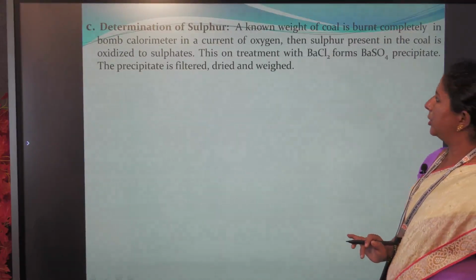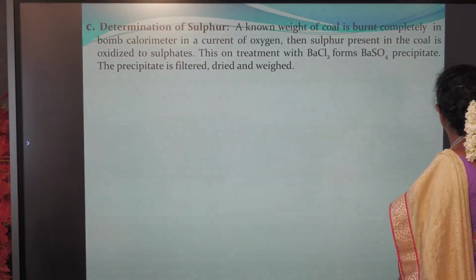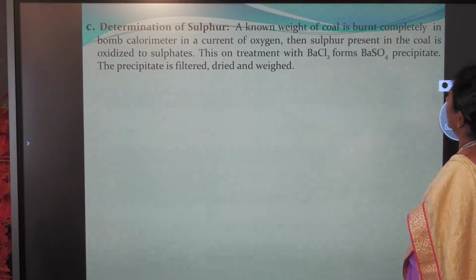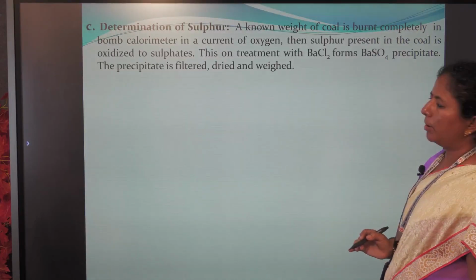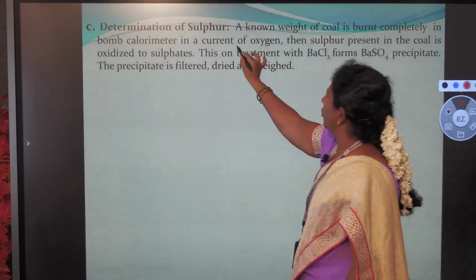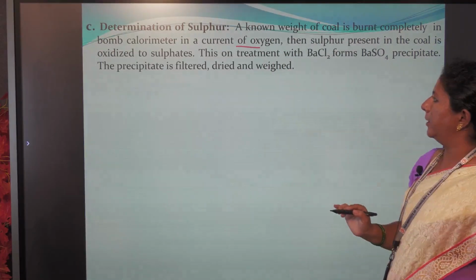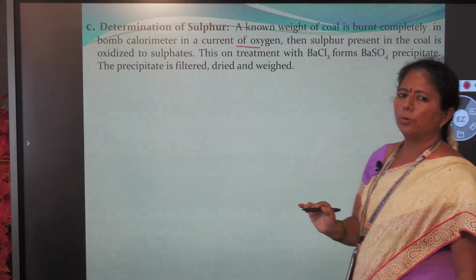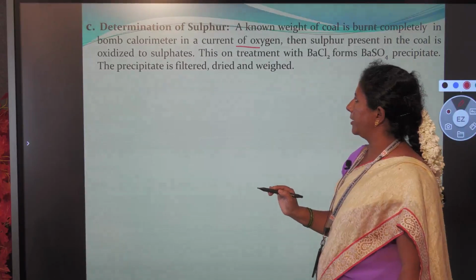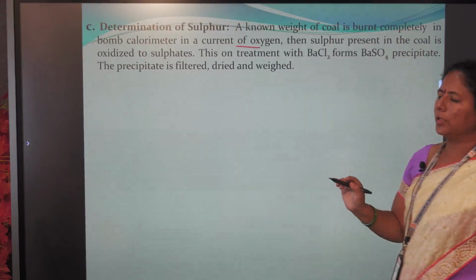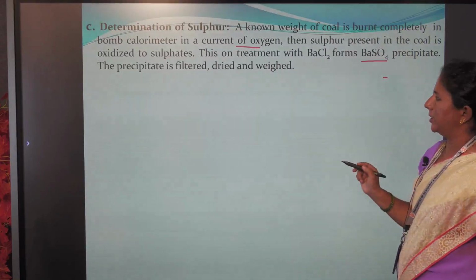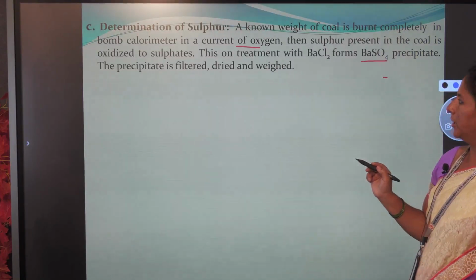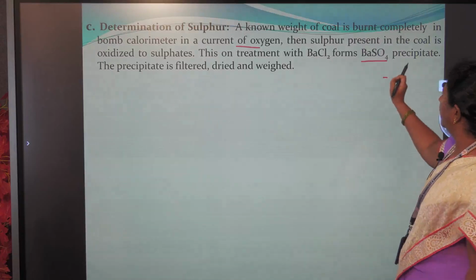Now coming to the determination of sulfur. A known weight of coal is burnt completely in a bomb calorimeter in a current of oxygen. Then the sulfur present in the coal is oxidized to sulfates. This on treatment with barium chloride forms barium sulfate precipitate. The precipitate is filtered, dried and weighed.